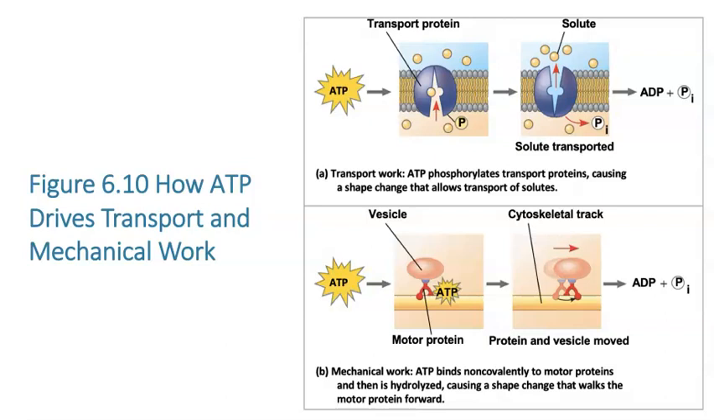It's going to bind non-covalently to that motor protein. And then when ATP is hydrolyzed, it causes the change of shape at that point. So ATP as a whole binds, not just the inorganic phosphate. Then the ATP loses its phosphate and becomes ADP, and that little leg moves forward. It's really cool. That's transport work, moving things across a membrane, and mechanical work, the act of walking of a motor protein along a cytoskeleton track.